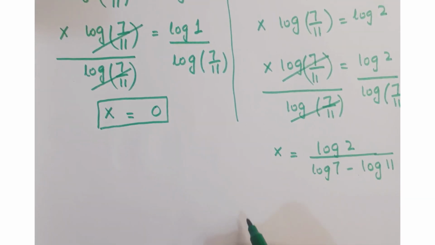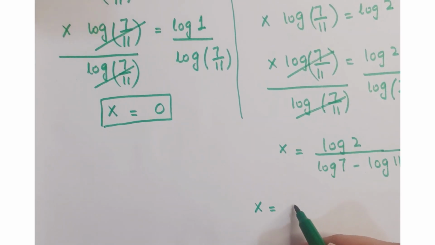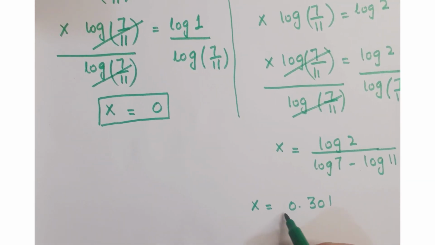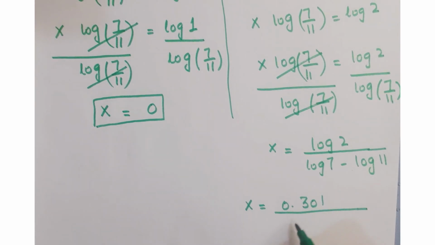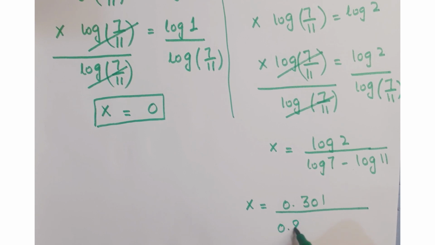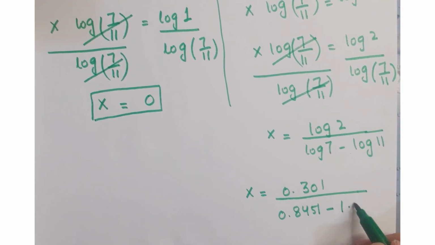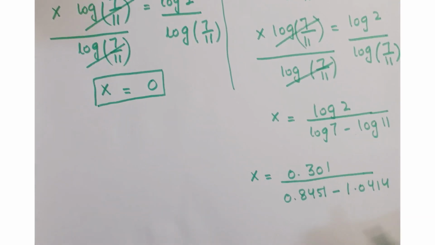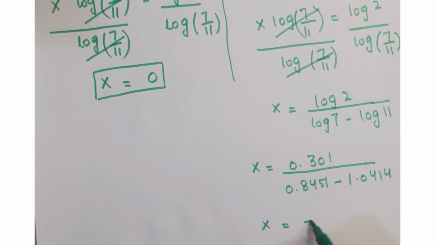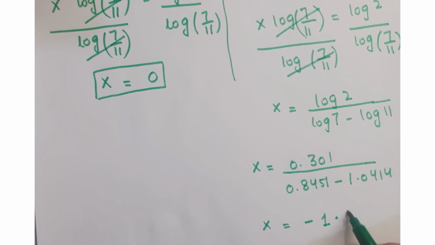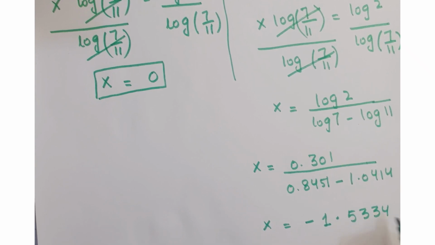Now putting the values from the calculator, we have log 2 is 0.301, log 7 is 0.8451 and log 11 is 1.0414. And after calculating from the calculator, we get x = −1.5334.